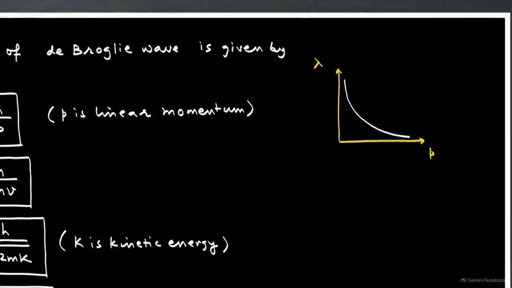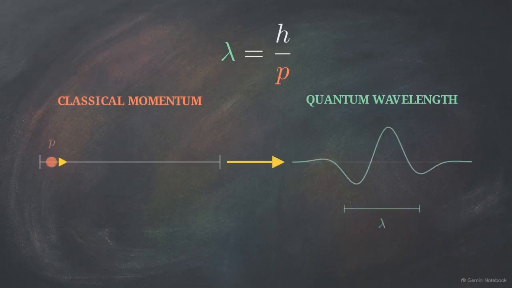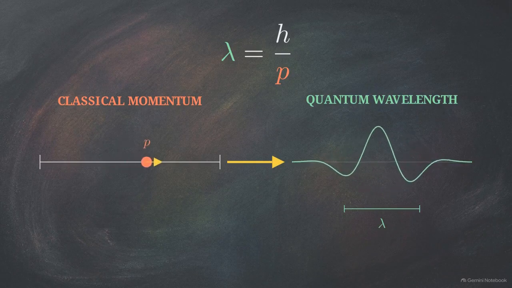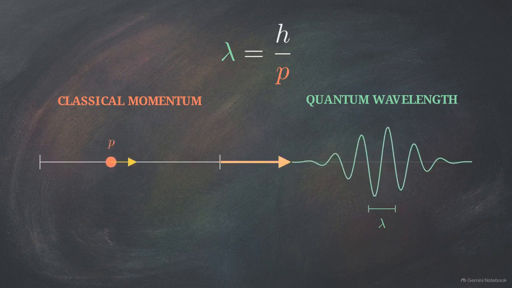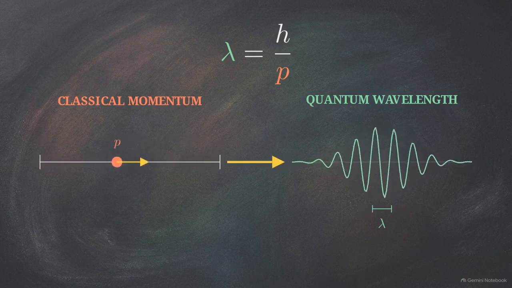This graph proves the mathematical relationship. As linear momentum increases, wavelength shrinks. As it slows, the wave packet stretches out. This provides a direct translation mechanism. To determine the quantum wavelength of any particle in any given environment, we must first determine its classical momentum.